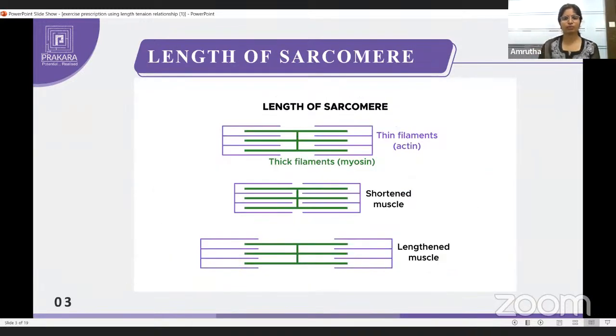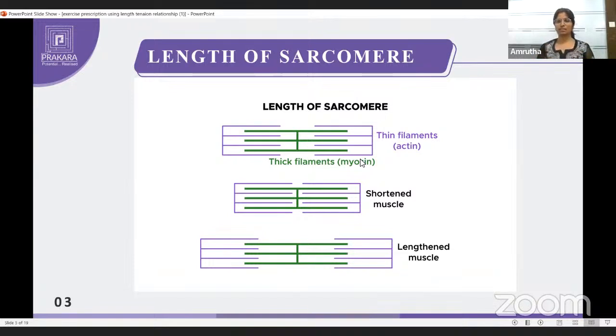Now, coming to the first image, here is the length of the sarcomere. There are the thin filaments, actin, and thick filaments, myosin. The second image represents how the muscle is in concentric contraction. This one comes in eccentric contraction. This is the resting stage.